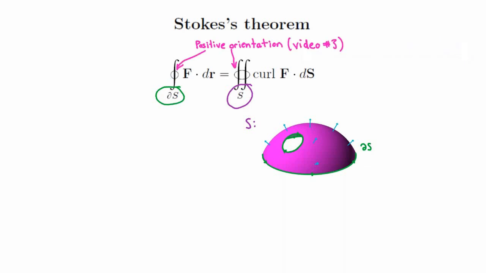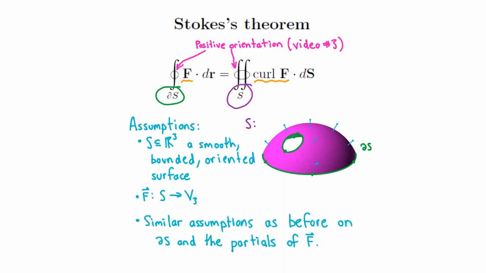Here, orientation is important. We're assuming that S is an oriented surface, and we're assuming that the boundary of S is given the positive orientation with respect to the orientation on S. Finally, notice that the integrand on the left-hand side, the curl of F, is something which involves the derivatives of the integrand on the right-hand side. Once again, there are some assumptions that we need to make, but as long as the surface S and the vector field F are nice enough, the statement of Stokes' theorem is going to hold.